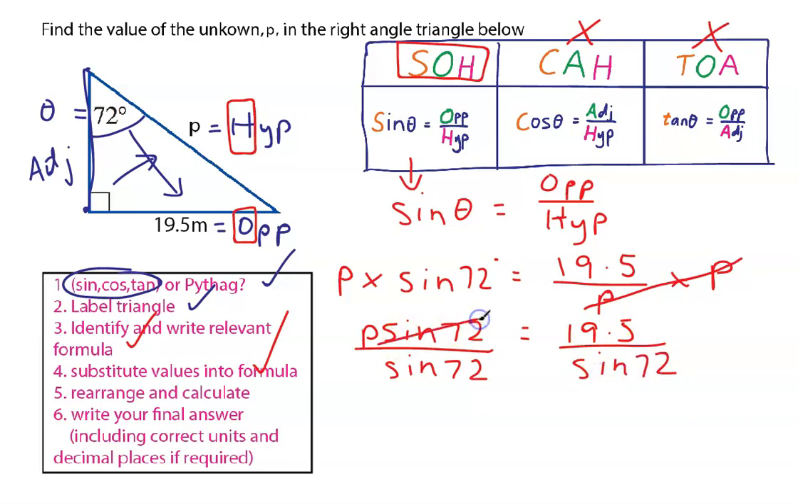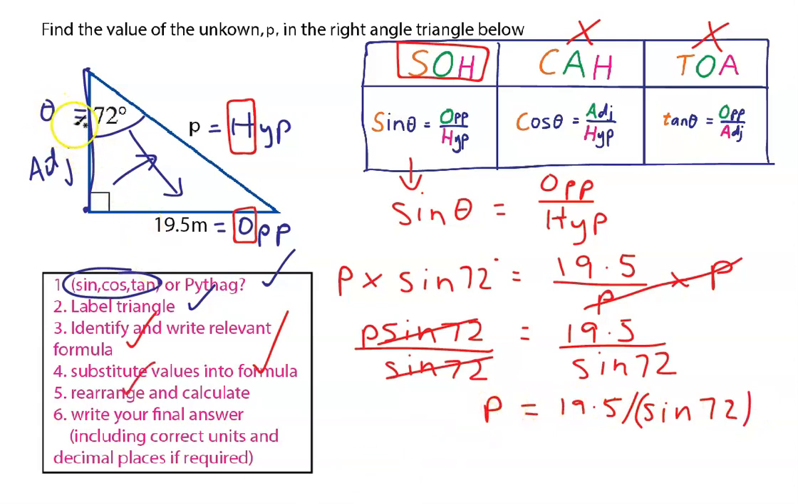Alright, they're going to cancel out on this side. Can I just point out that the sine and the theta here cannot be separated using division. There's a special function that we use to get those apart. Alright, so we have now p equals 19.5, and I'm just going to write the division sign like this because of room. And now it's time to calculate.